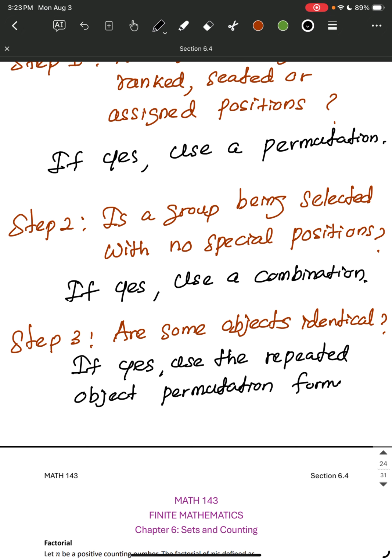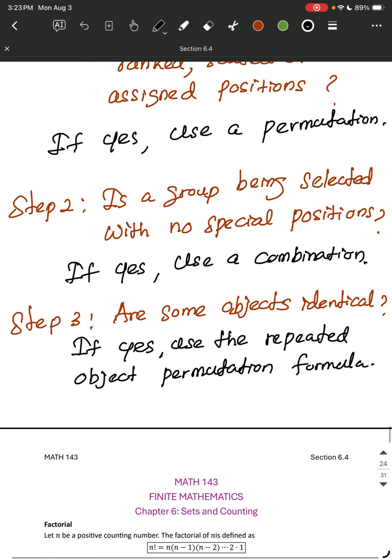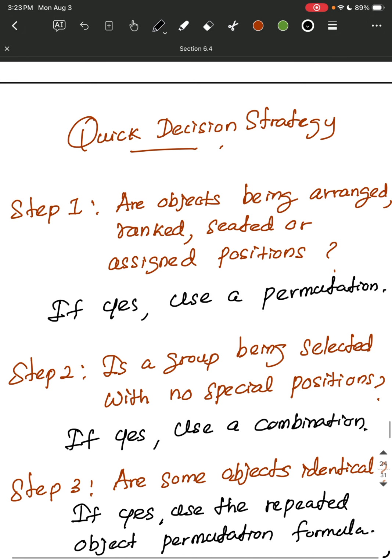Okay, let's summarize today's lesson. We first introduced factorial notation. Then we studied permutations where order matters. We also learned how to count distinct arrangements when some objects are repeated. Finally, we studied combinations where order does not matter. The most important question is, does a change in the order create a different result? If yes, use permutation. If no, use combination.